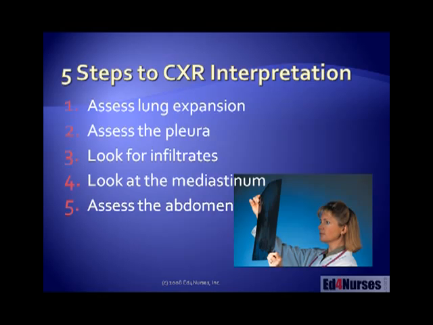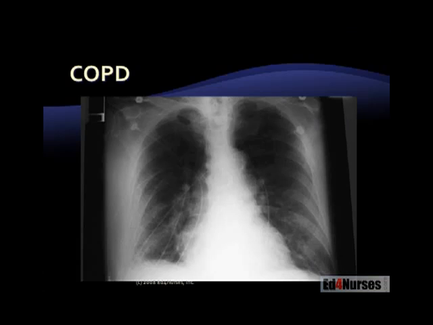Okay, first of all, let's take a look at this chest X-ray here. Now, what we have going on in this patient is we've got some kind of hyper-expanded lung. So let's go through our 5 steps. First of all, we're going to assess for lung expansion. So we're looking at those lungs. We're following them down to the diaphragm.